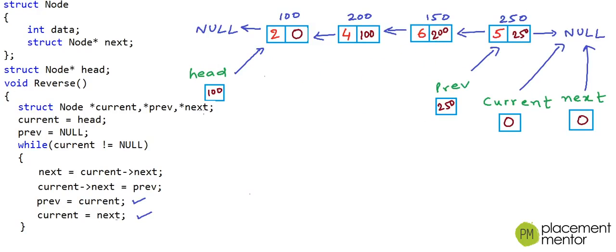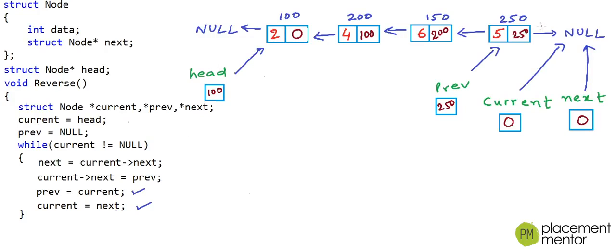So finally we will reach a stage like this. When current is equal to null, we will come out of the loop, and when we come out of the loop, this particular pointer previous will store the address of the last node. And there is one more thing remaining here. We need to adjust this particular variable head.